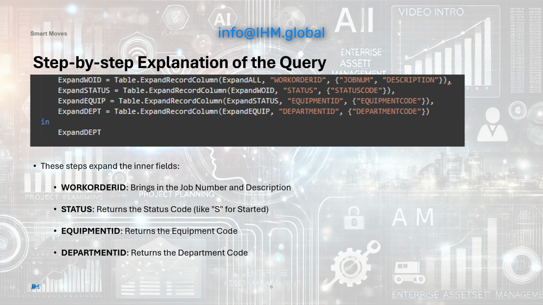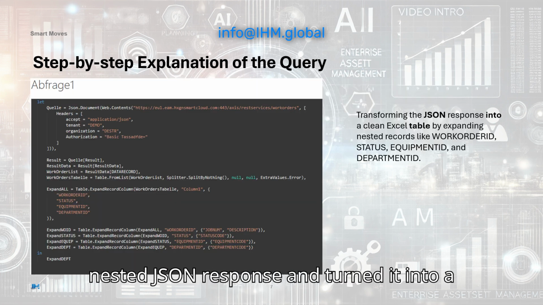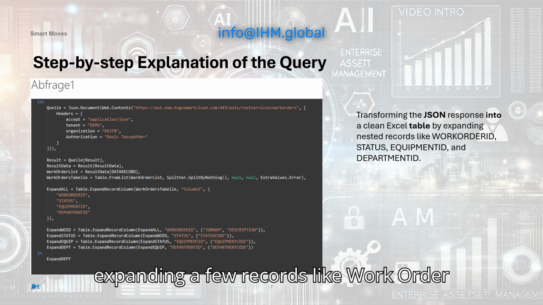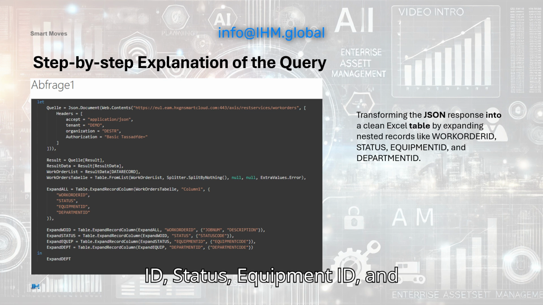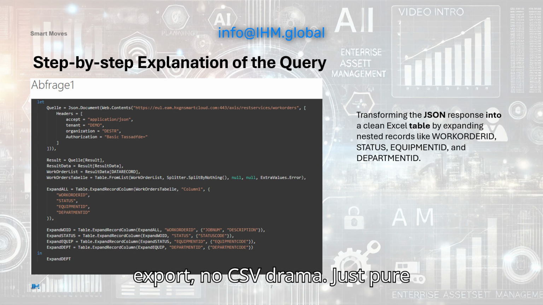So that's the full query. We took a nested JSON response and turned it into a clean, readable Excel table, just by expanding a few records like Work Order ID, Status, Equipment ID, and Department ID. And hey, no manual export, no CSV drama, just pure API power and a little magic.